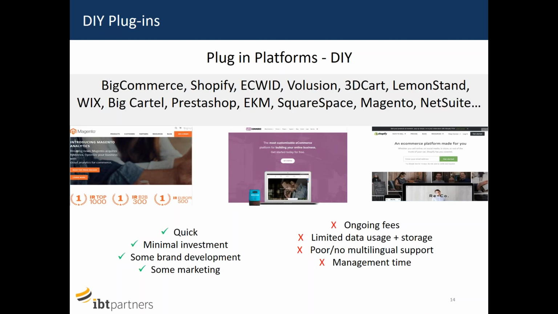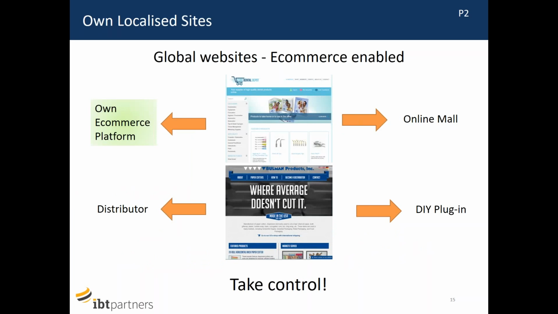So for me, it's never really made total sense to have these DIY plugins if you are looking to go international. So our real solution, something that we have found works very well with our clients, is to have your own global websites, which are e-commerce enabled. This gets rid of the dangers of having a distributor own your brand in a target market. It also allows you to develop your brand, develop your marketing, and really control all things like new product launches and so on.